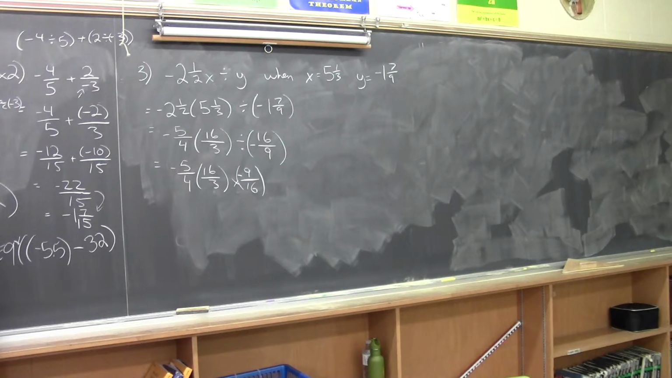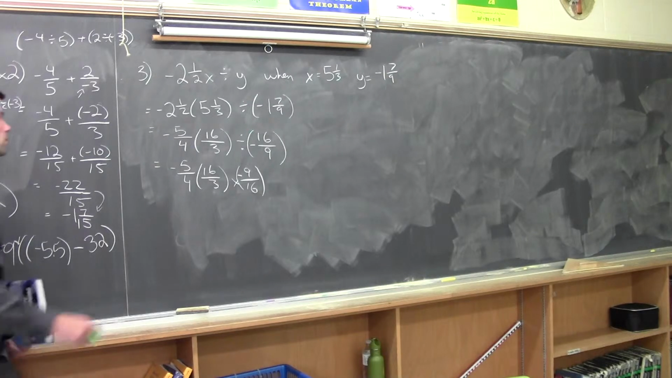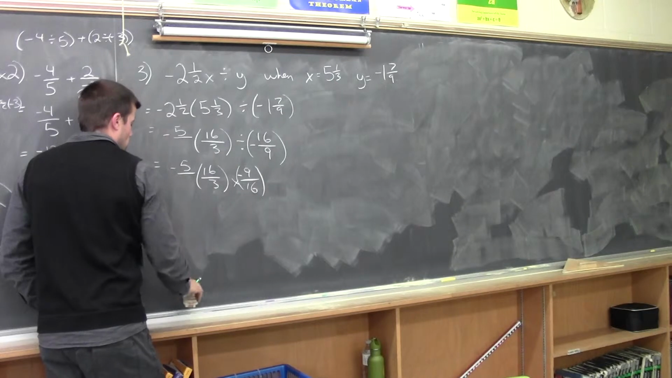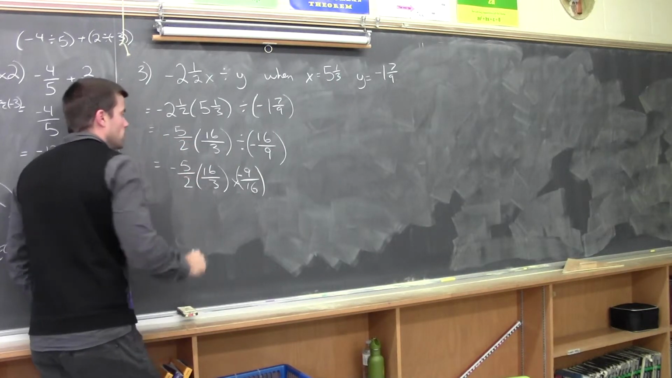Shouldn't it be negative 5 over 2? Sorry, yes, thank you. Glad Michael's paying attention.